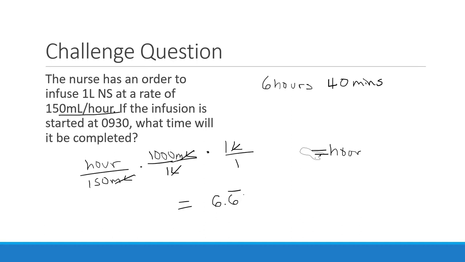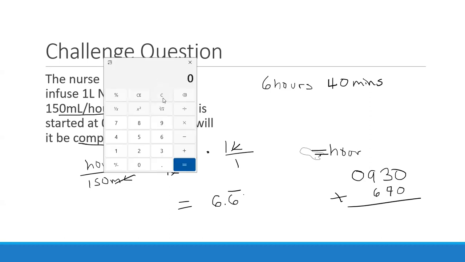Can I leave it this way? No, because it asked me what time will it be completed. So since it's asking me what time it'll be completed, I'm going to add 0930 plus 640 because we use military time. So 0930 plus 640, and that gives me 1570.